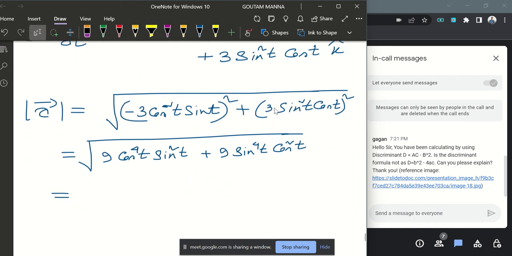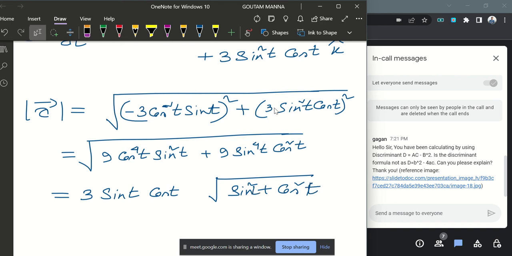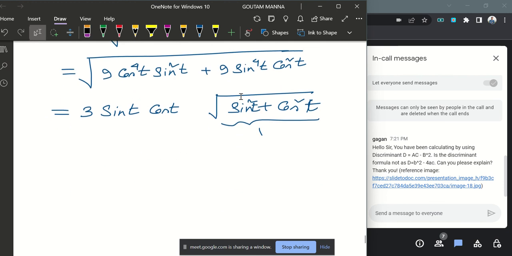And if you take this 9 cos square t sin square t outside this root, it will be 3 sin t cos t times root under sin square t plus cos square t, which is 1. So basically the modulus of this vector is 3 sin t cos t.